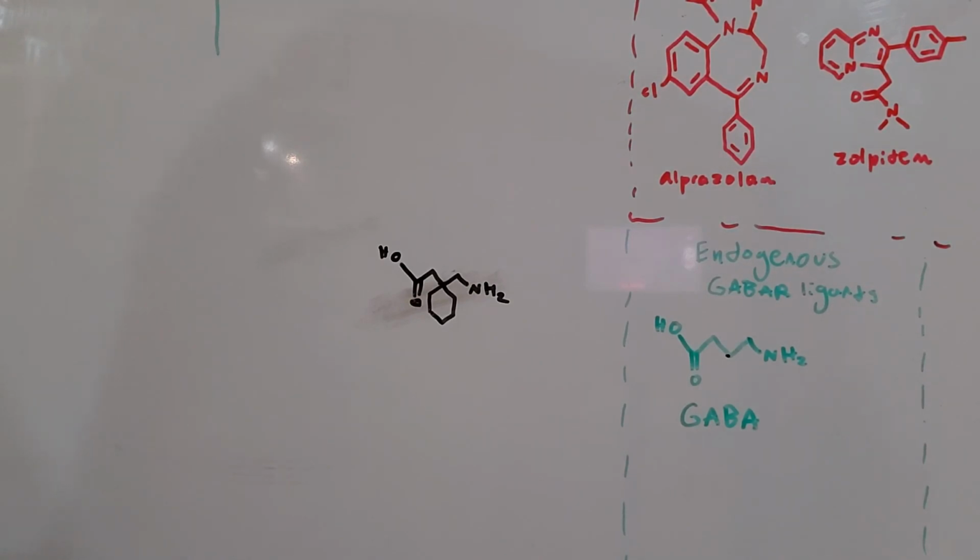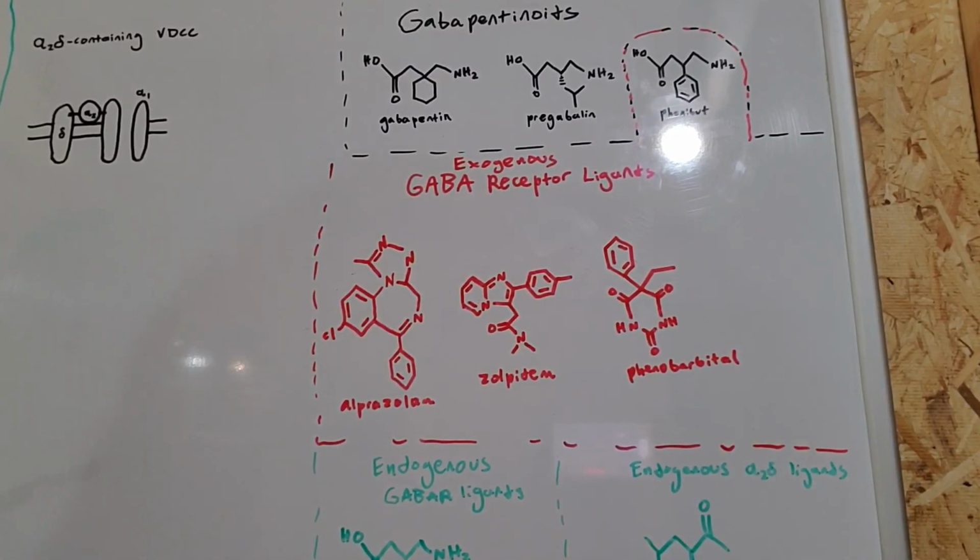They do not bind to the GABA receptors. GABA does not bind to the gabapentinoid receptors or to the alpha-2 delta receptors. But coincidentally, they look very similar, which is why they're named as such. The gabapentinoids bind to the alpha-2 delta subunit of certain voltage-dependent calcium channels, while GABA and other exogenous GABA receptor ligands bind to the GABA receptors, the GABA A and GABA B receptors.